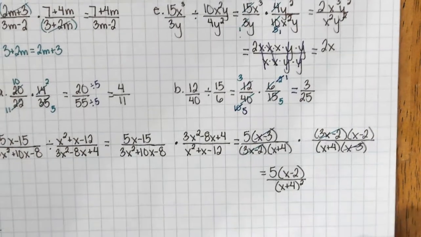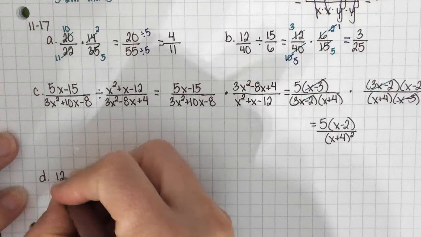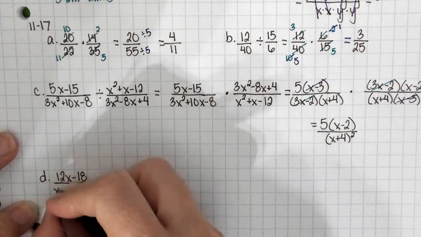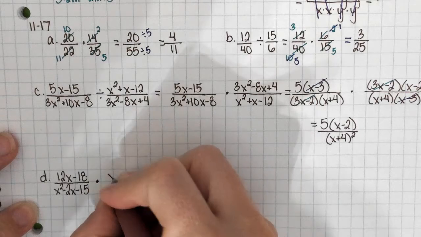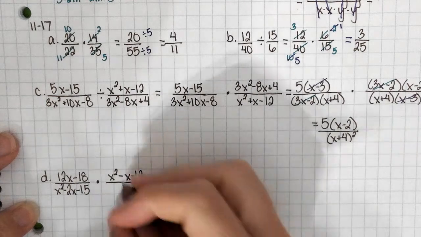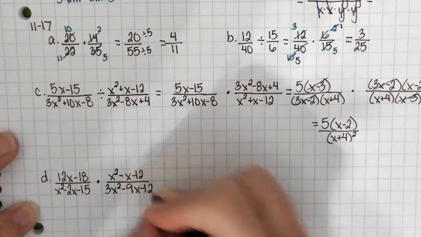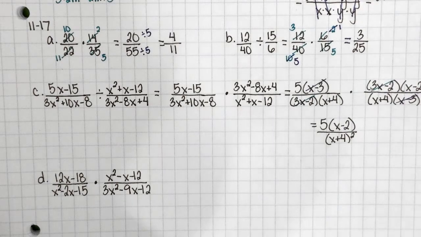And then the last one we'll do for this video, part D, 12x minus 18 over x squared minus 2x minus 15 times x squared minus x minus 12 over 3x squared minus 9x minus 12. Alright, so I just want to factor this guy, not this guy, all of these, 4 things I need to factor completely and then try to simplify.